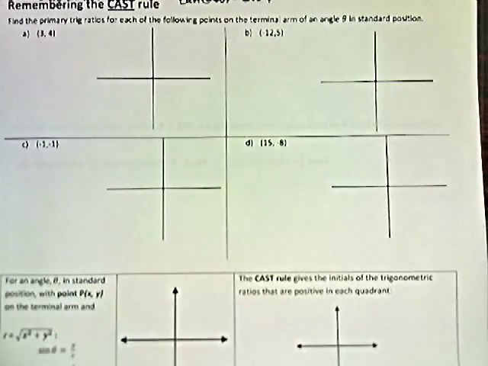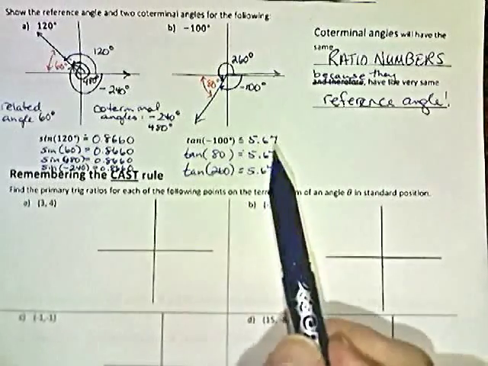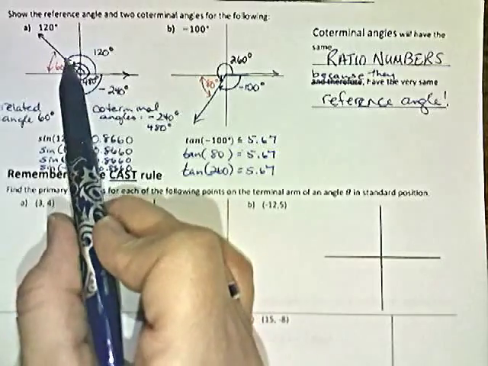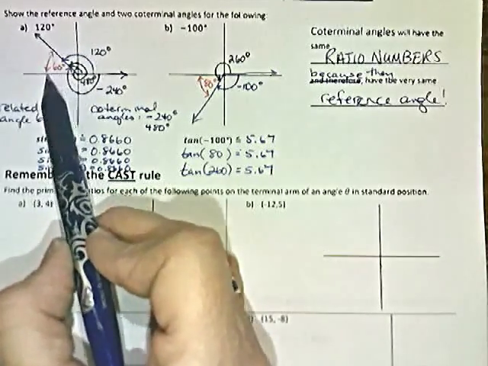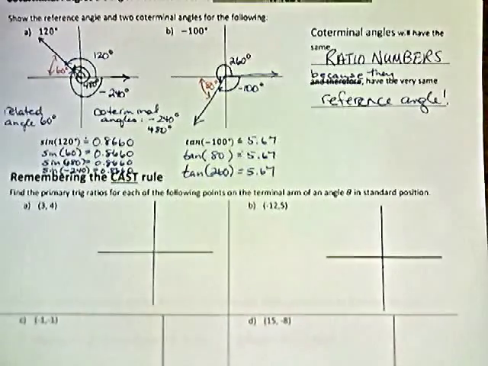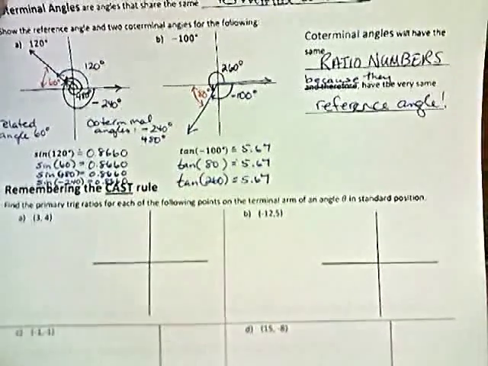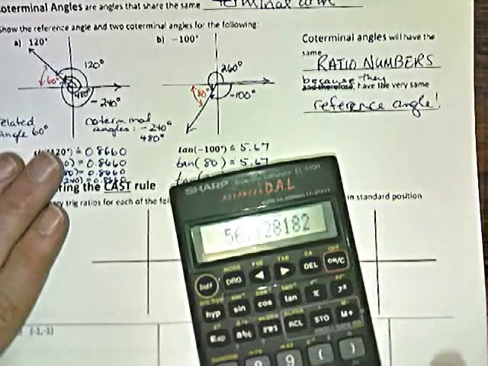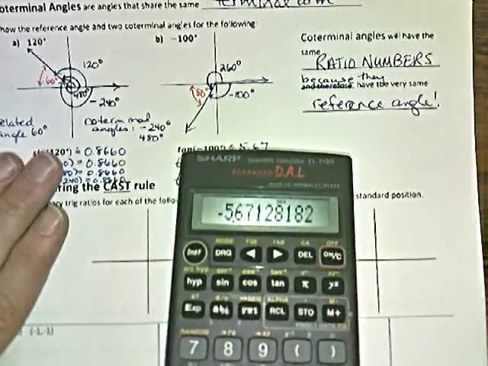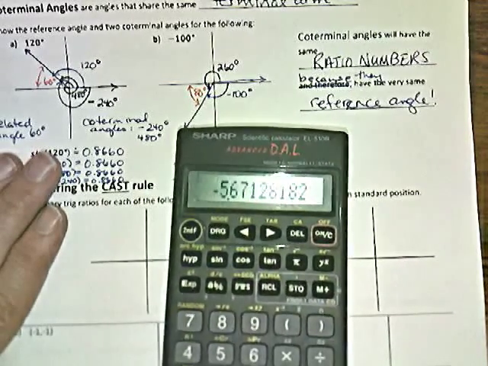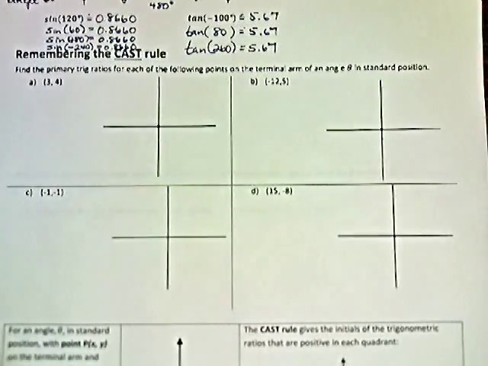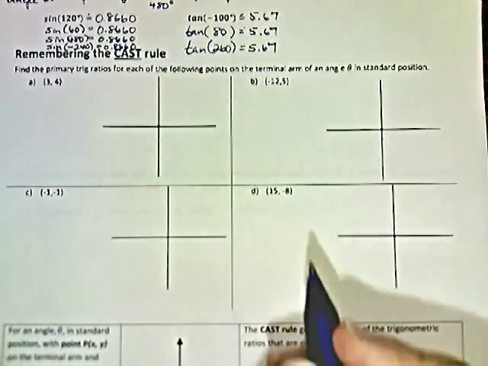Remember CAST rule? CAST rule was good for not getting the numbers. The reference angle gets us the ratio numbers for 120 degrees. We could use the 60-degree angle to get the ratio numbers for our 120-degree angle that can't go in a triangle. But CAST rule reminds us of these negative and positive ideas, because if I ask you the tangent of 100 degrees, we get a negative number with a 5.76. And so we need to have a code for remembering when our ratios are negative and when they are positive.